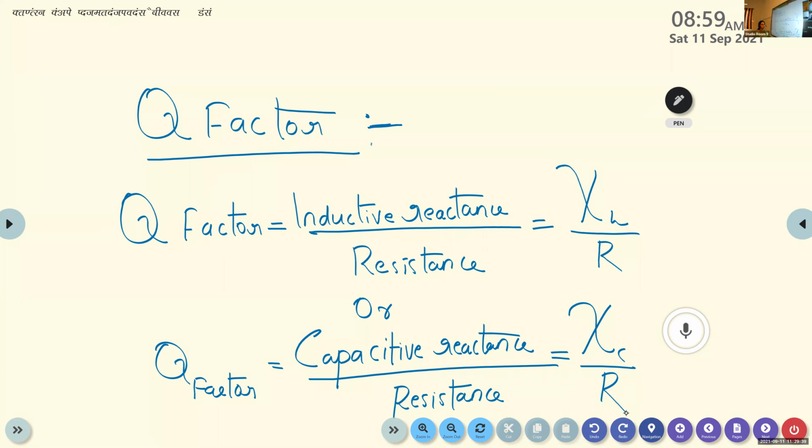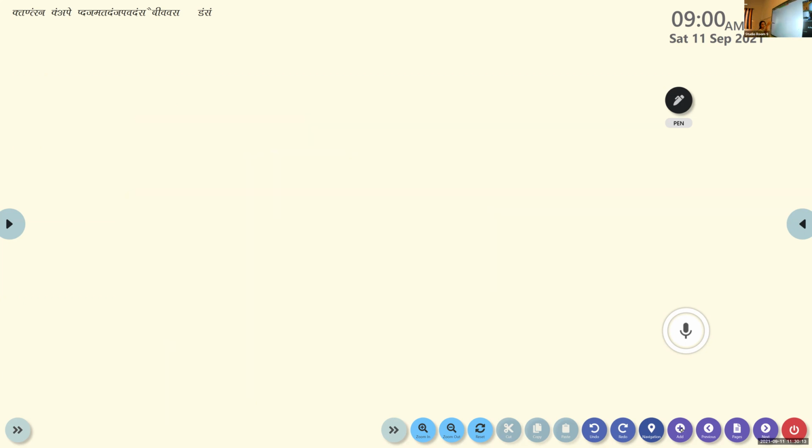So by obtaining the value of quality factor, we can define the sharpness of resonance. So that is what we are going to discuss next. The expression for sharpness of resonance. Sharpness of resonance can be explained by quality factor. It is the ratio of inductive reactance to resistance, or the ratio of capacitive reactance to resistance. The mathematical expression is Q is equal to chi L by R, or Q is equal to chi C by R. Now the mathematical derivation for sharpness of resonance.